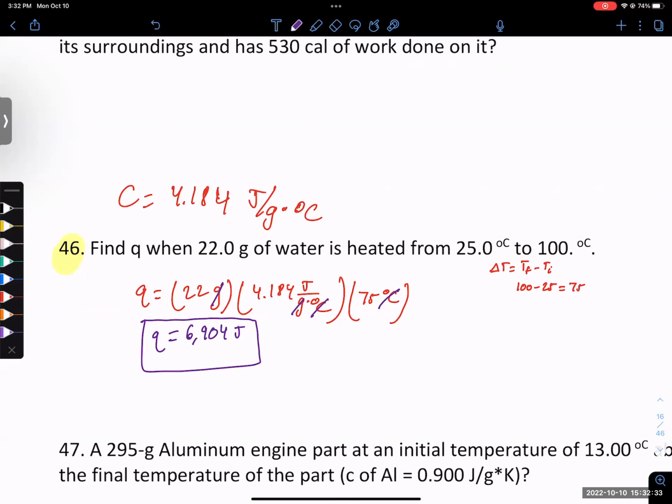Does it make sense that this is positive? Yeah, because it's actually increasing in temperature, right? So it has to gain heat from the surroundings, therefore it's endothermic. Do we have to put answers in kilojoules? Usually your Q will have to be in kilojoules. So if you convert it to kilojoules, that's 6.904.